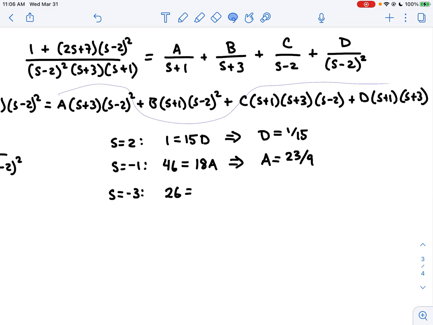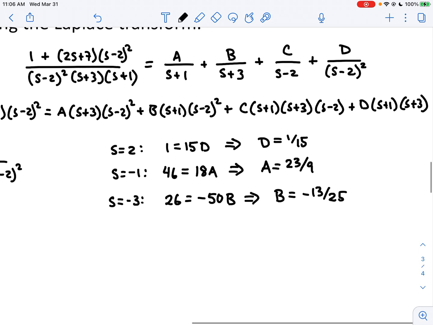-3 is going to cancel the a, c, and d. Those three are all gone, so we only have the b term. Plug in -3 plus, that's going to be a -2 right here. This is going to be a 25. So we get -50, so -50b. And we can divide. So we get b is therefore -13/25 after you reduce it.